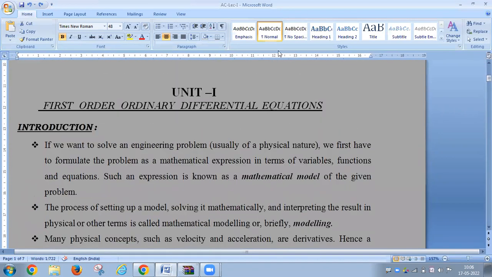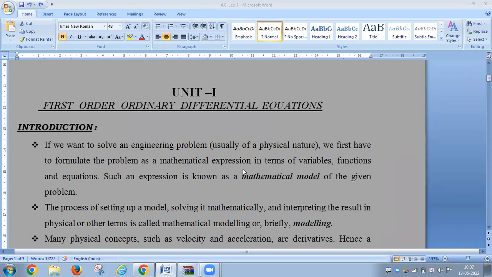This is unit 1, first order ordinary differential equations. So here you will encounter these ordinary differential equations in your engineering problems. If you want to solve any problem involving physical nature, first we have to express it in mathematical form. That mathematical form involves variables, functions, and equations sometimes. For example, dy by dx plus x equal to 0.